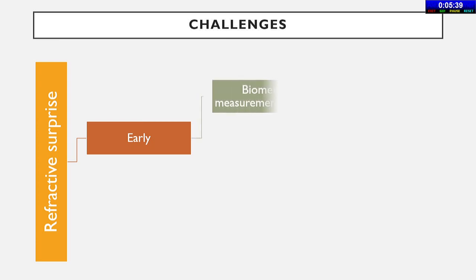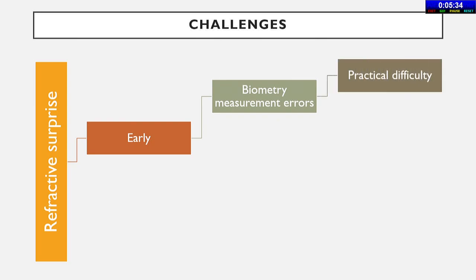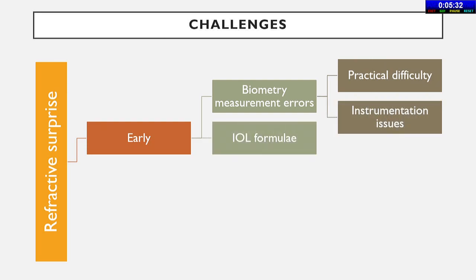A refractive surprise would be expected early on, which is immediately after surgery, which could be because of biometry measurement errors, owing to the practical difficulty in acquiring the scans, the instrumentation issues, the choice of the IOL formula which is to be used to plan the cataract surgery, and the target refraction, which needs to be taken into consideration. And of course, a delayed change in refraction also occurs over a period of time as the child grows because of the myopic shift. This shift is very different, and it's based on a lot of factors. The amount of shift and the age has to be considered.